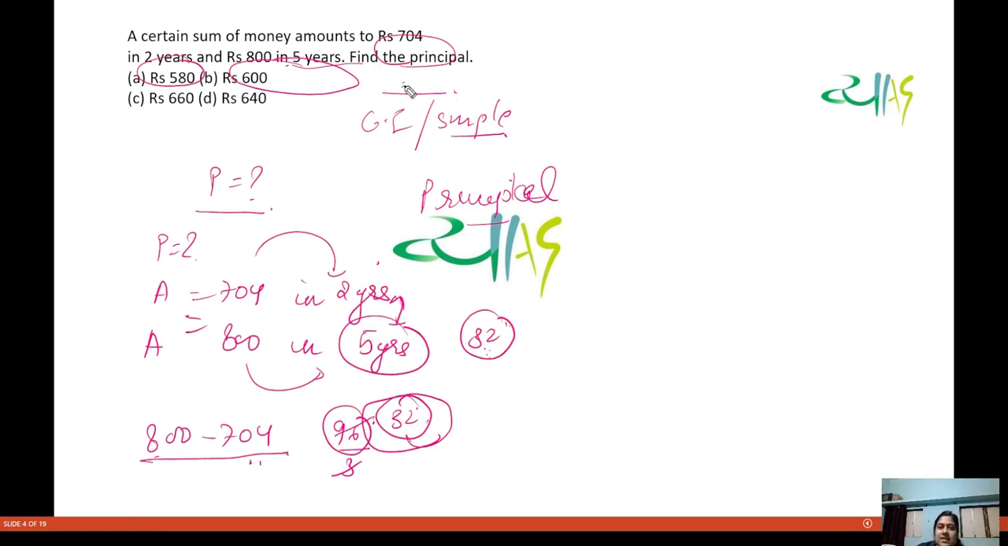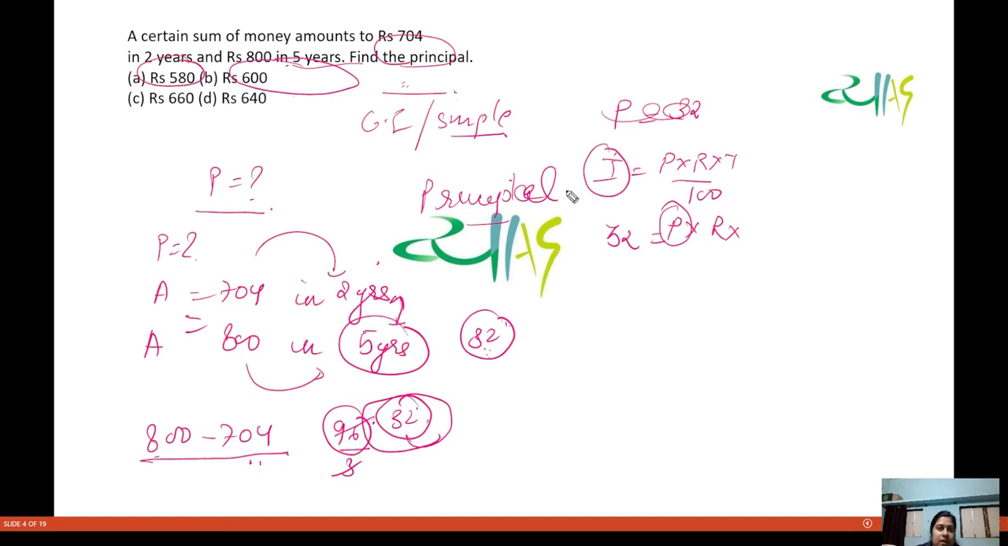Now it is asking you to find the principal. So I put P here. I is equal to P into R into T by 100. And what is I for me? I is 32. What is P for me? I have to find that. What is R for me? That is also not given. The rate of interest is not given because I don't know what P is.